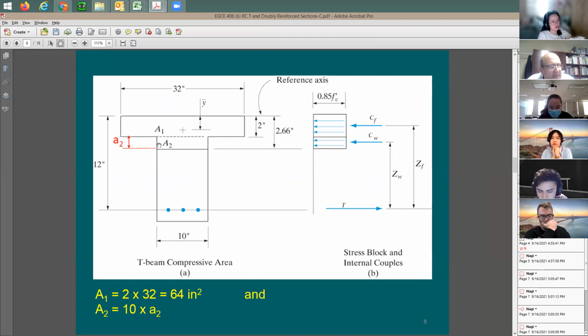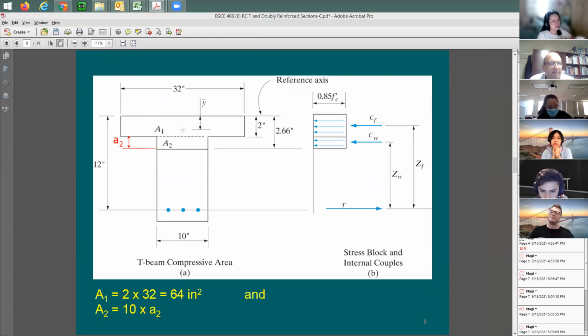The good thing about this analysis, that the stress is uniform on the top of it. Meaning this compression force is going to be equal to A1, 2 inches times 32 times 0.85 F prime C. If you remember here in the cracked section, that was kind of tough, right? That was not an easy task. You guys remember that?